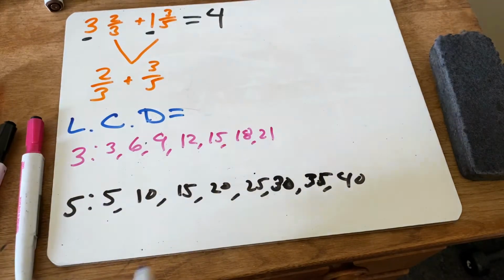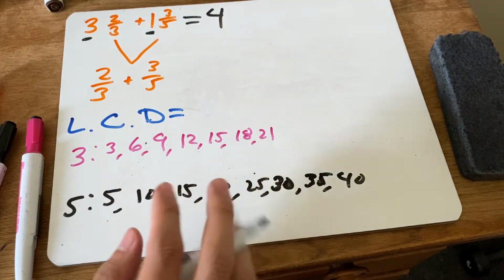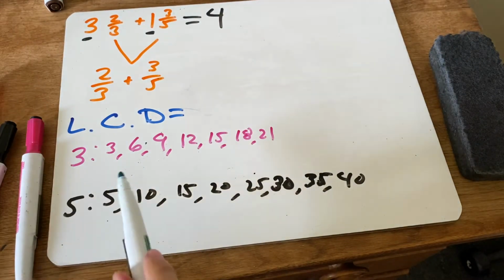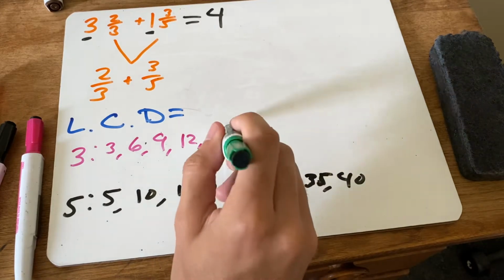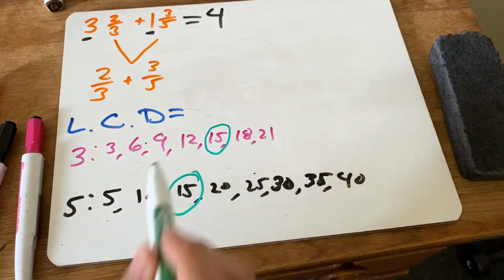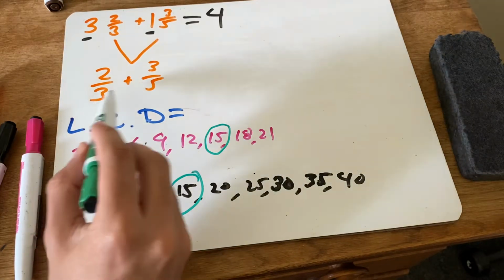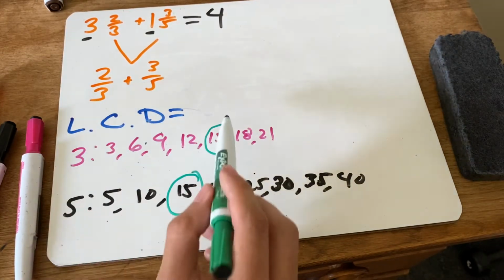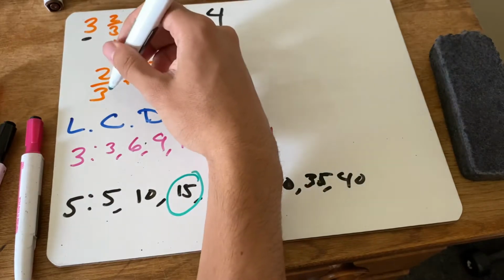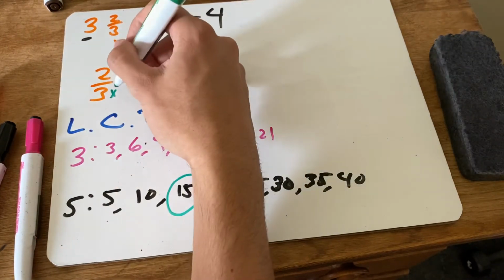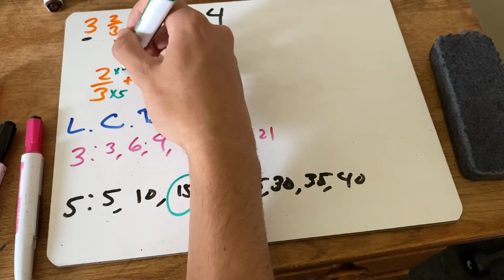So let's see if they have any numbers in common. Any numbers that are the same. Let's see. Oh, found it. 15. 15. That is the first number that they both share. So we're going to have to switch up these two denominators into 15. How can we multiply the 3 so it can become a 15? Exactly, by 5.